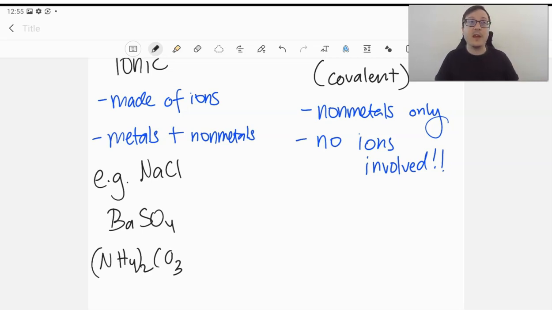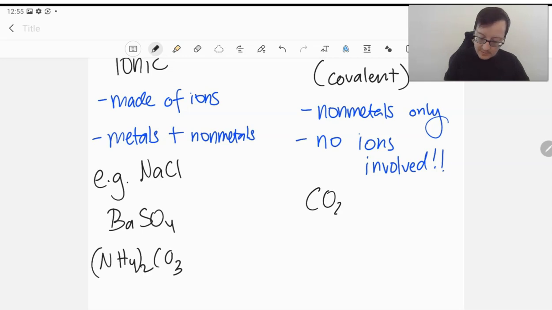So I'll be putting up a summary of the naming rules as well as the names and formulas of many common polyatomic ions. You'll want to really commit those to memory, because otherwise it's going to really slow you down if you don't. So these would be ionic compounds.